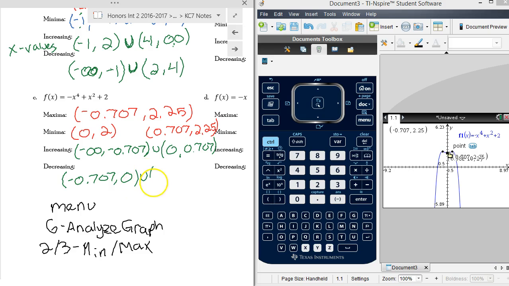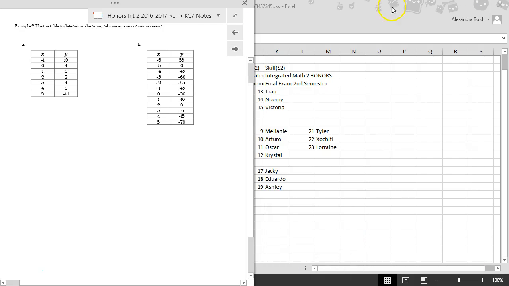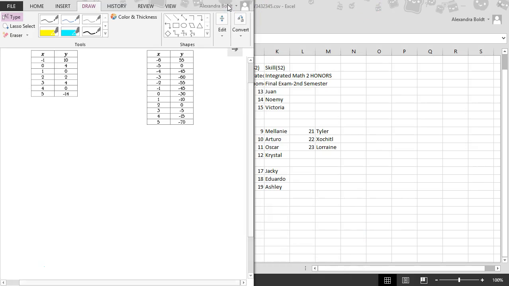Union with. It starts decreasing at my next maximum, which is positive 0.707. And it never stops decreasing as I go to the right. And to the right is positive infinity. And that's it. So for these, you really just have to graph them on your calculator. All right, for sake of time, we're going to skip D and move on to our next page. I'm actually going to get rid of this for now. We don't need that anymore.